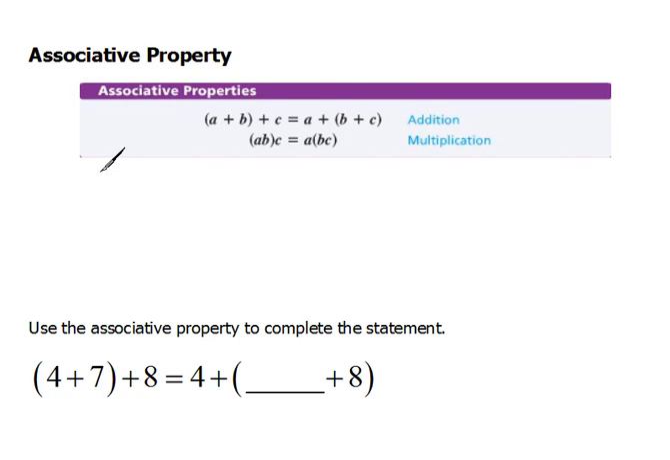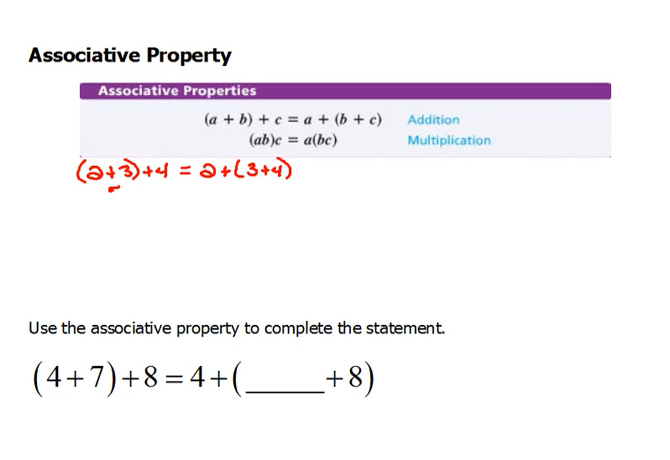Let's give a real world example of that. That would be like saying (2 + 3) + 4 is the exact same thing as 2 + (3 + 4). See, my order is not changing at all, but I'm reassociating what I'm doing. Because according to order of operations, we have to do parentheses first. So let's make sure that this is true.